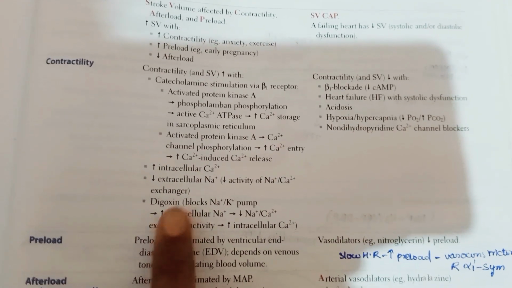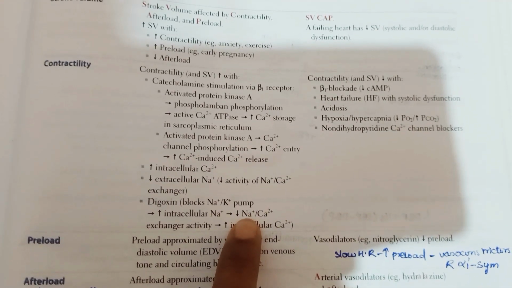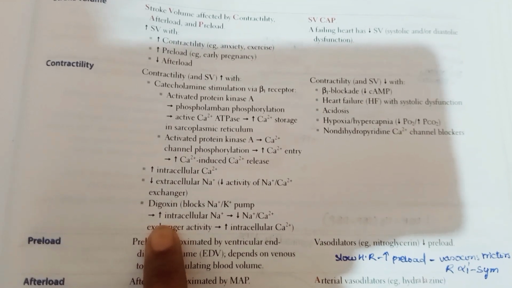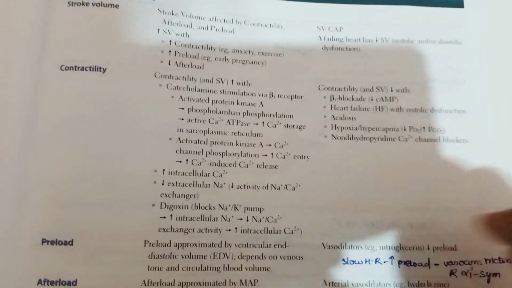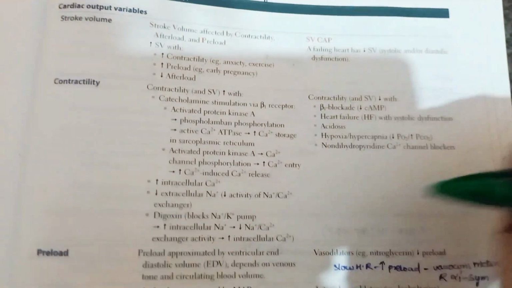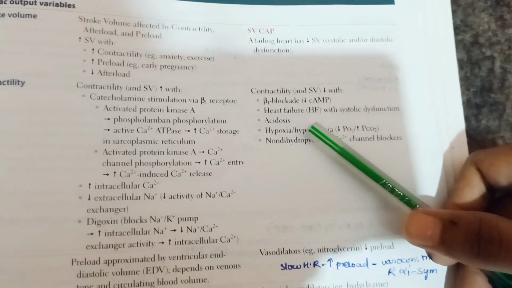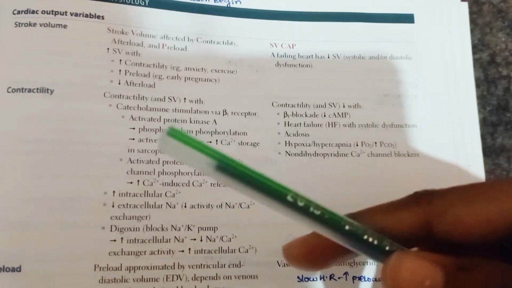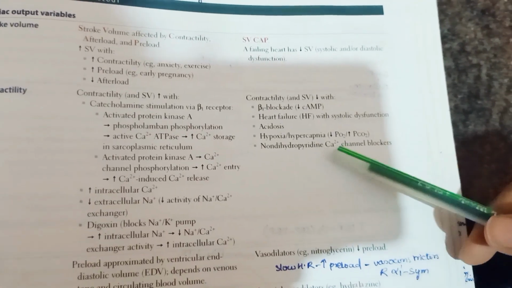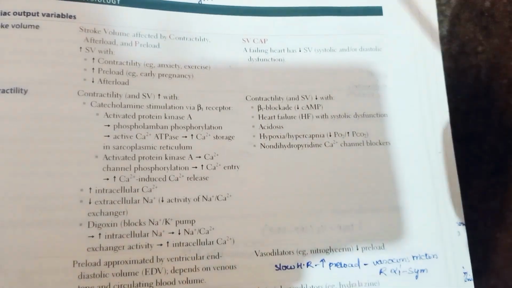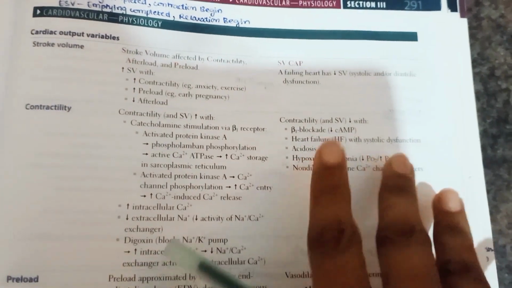But here, as the sodium potassium pump is blocked, there is more sodium inside, and this will lead to decreased sodium calcium exchange activity as there is more sodium inside the cell. So because of this, the calcium will not be going out of the cell, and that will lead to a rise in intracellular calcium. So because of all this process, finally the contractility is increased. Whereas contractility is decreased with beta 1 blockade because cyclic AMP is decreased, and in heart failure with systolic dysfunction, you can understand if there is no systole, then there will be no contractility. Even acidosis, hypoxia, hypercapnia, and non-dihydropyridine calcium channel blockers also decrease contractility. So this is about contractility.